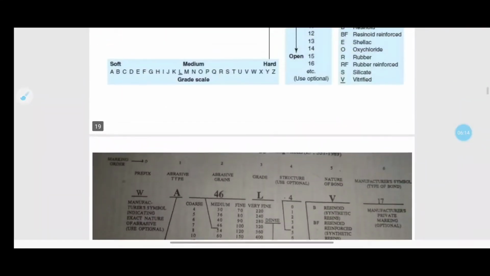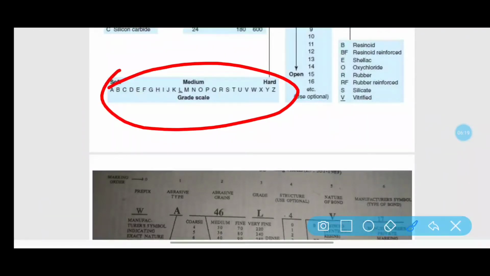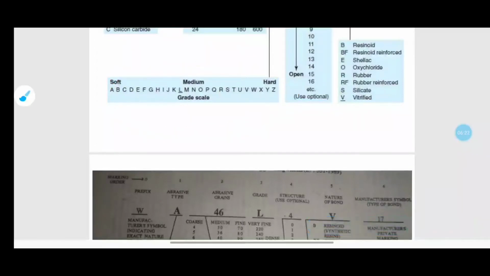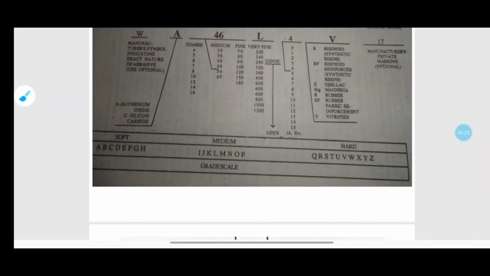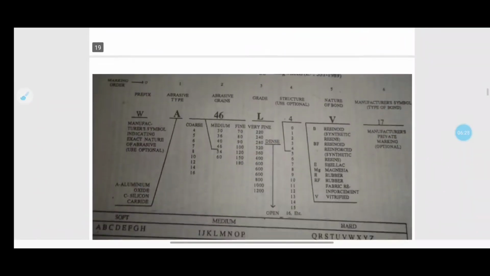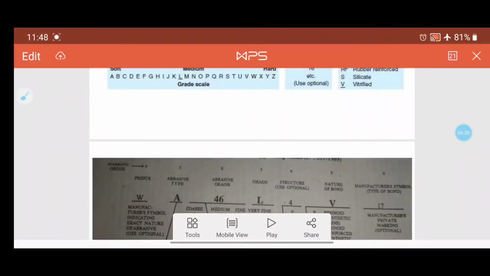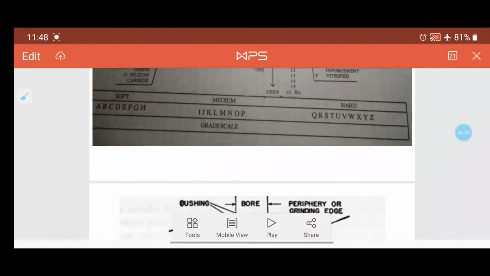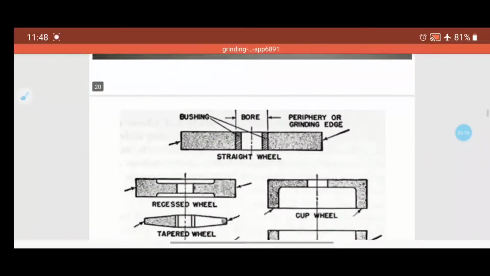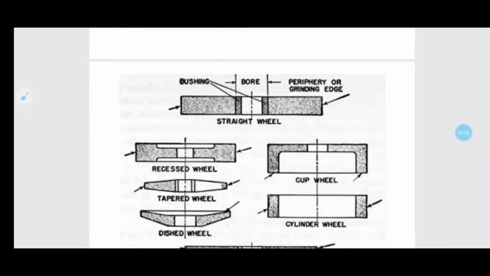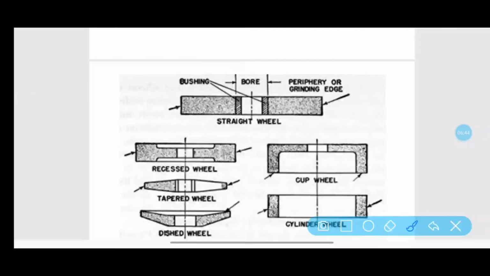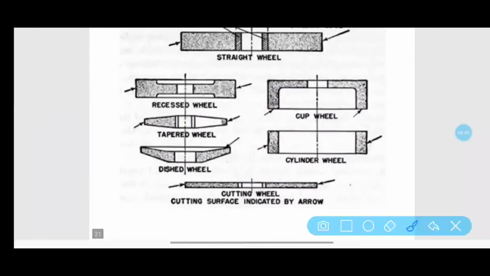So this is the actual sheet. Here the grading will be done, whether it's a medium grade or a hard grade or a soft grade. And you could see medium grade means this one: soft grade means A, B, C, till H it is soft grade. After that till P is medium grade, and from Q to Z will be the hard grades. So here you could see the types of wheels, so many wheels will be there. The first one is the straight wheel, second one the recessed wheel, tapered wheel, cupped wheel, dish wheel, cylinder wheel, cutting wheel, everything is there.